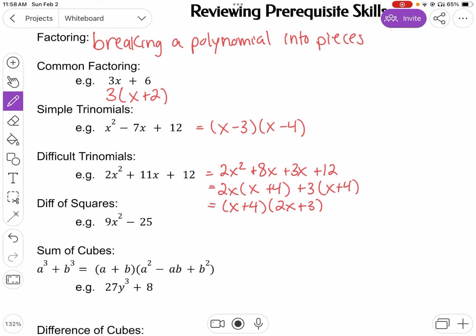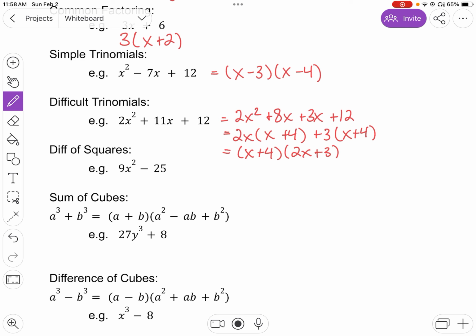Difference of squares is the next one here. So if you notice that you've got a square number at the beginning of an expression and then a square number at the end, and they're separated by a minus sign, then we can use the difference of squares factoring method. So all we do is we square root the first term, square root the second term, and that's what goes into our two brackets. One of the brackets will have a plus and one of the brackets will have a minus. So it'll look like this.